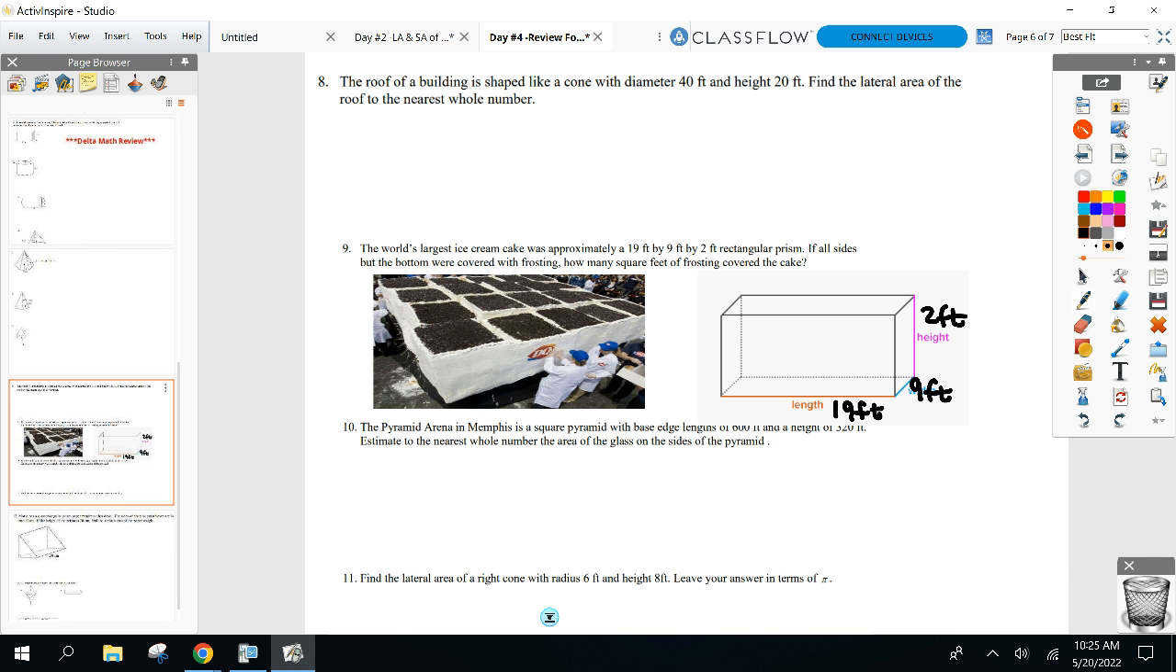And that's not me making it up. That's legit. That is the world's largest ice cream cake. Toronto, Canada, if you were wondering. I think it was 2010. We looked it up a couple days ago in my other class. And after that, they started slicing it up and serving it to people in the crowd. Did it taste good? I was not there, so I don't know.